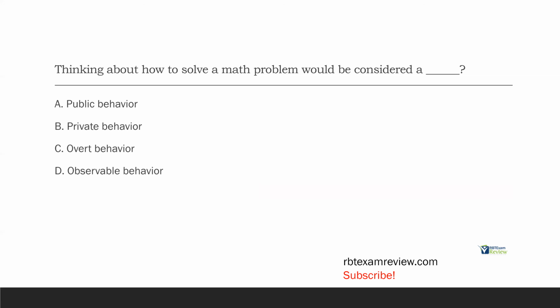Private behaviors are not. With that said, if we're thinking about how to solve a math problem, would that be public or would that be private? Well, thinking, can I observe you thinking? Not really. I mean, you could be sitting there and I can guess that you're thinking, but I can't observe you thinking. So is it public? It's not. Thinking is private. Overt is the same as public. Observable, same as public. Will you need to know this for your RBT exam? Maybe not, but just understand we have public and private events. Thinking is a private event. Thinking is a private behavior.